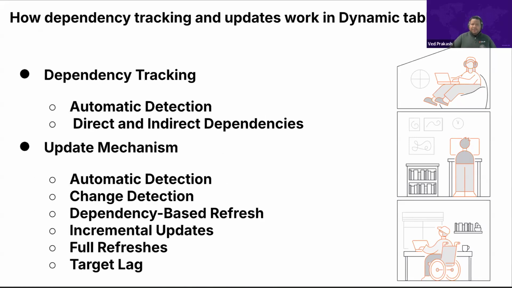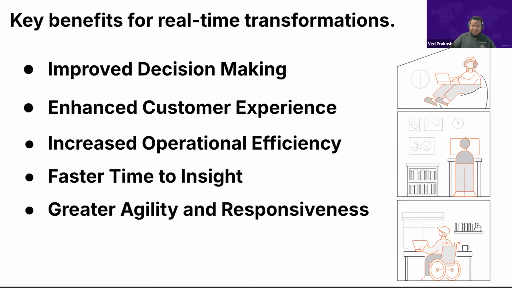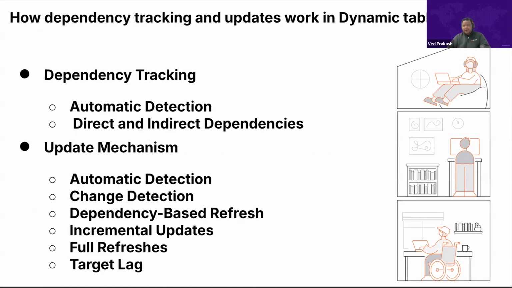So, how do dependency tracking and updates work in a dynamic table? We understand the key benefits of real-time transformation, but how does dynamic table dependency tracking work, or how does it understand that it needs to update the tables frequently? We can split this into two parts. One is dependency tracking, that is, automatic detection. When you create a dynamic table using a SQL query, Snowflake automatically analyzes the query to identify all the tables or other dynamic tables it depends on.